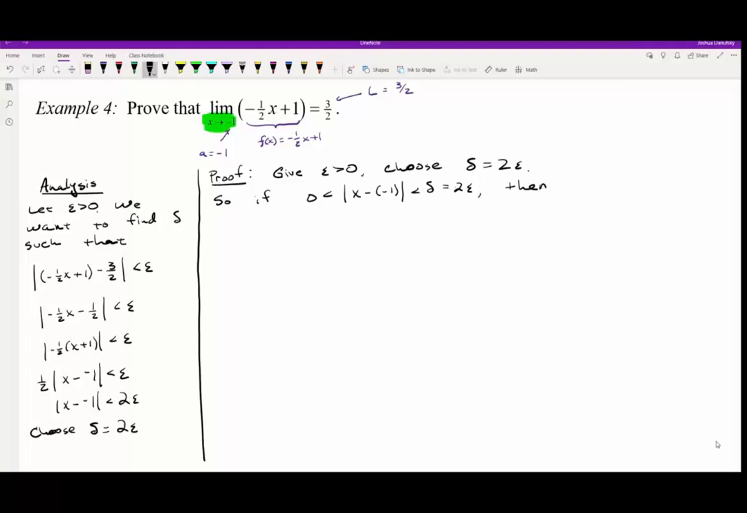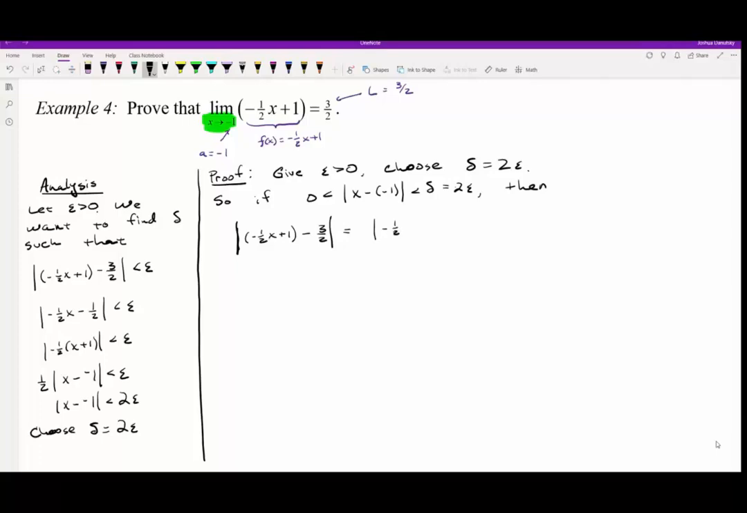Now we have to show the then part of the definition, which basically says the distance between the function and the limit, which is 3 over 2, we need to show eventually that this is less than epsilon. And once we've done that, then we can write our conclusion and we're finished. So that's what we're going to work on now. And it's really just a matter of doing the same algebra that we did in the analysis, right?